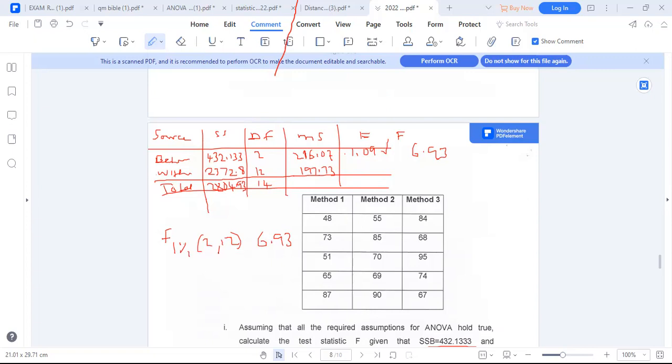I've got a question. What did you say about the rejecting part? Whenever this is more than that, we reject. Whenever this is less than that, we fail to reject. So whenever we're rejecting, there's a statistical difference. Whenever we are failing to reject, there's no statistical difference. So here, we fail to reject because it's smaller than that.